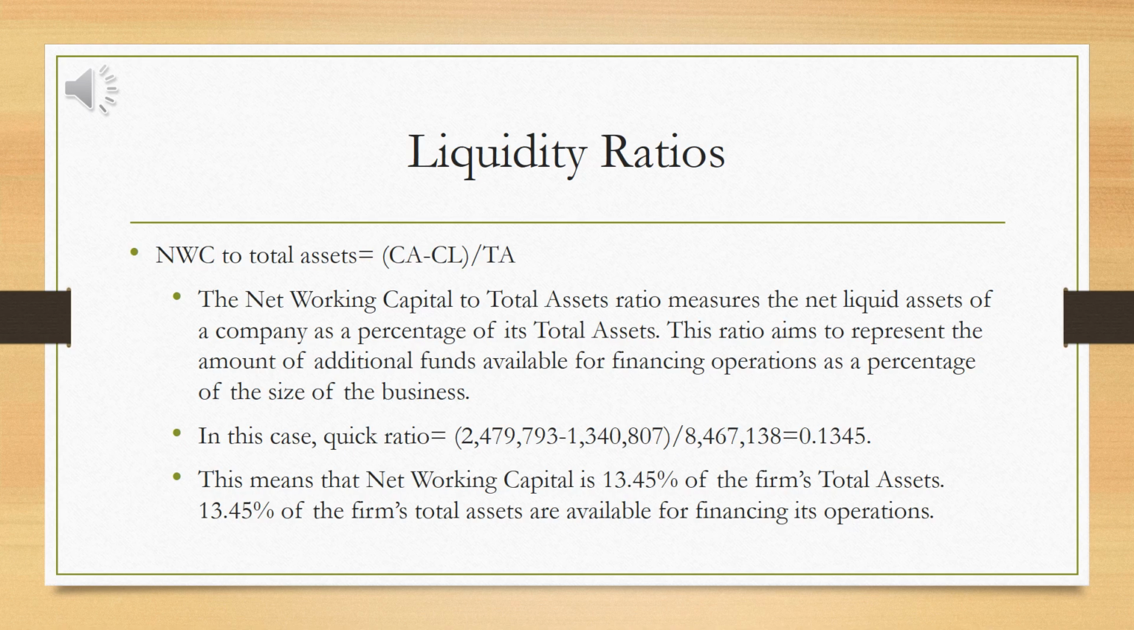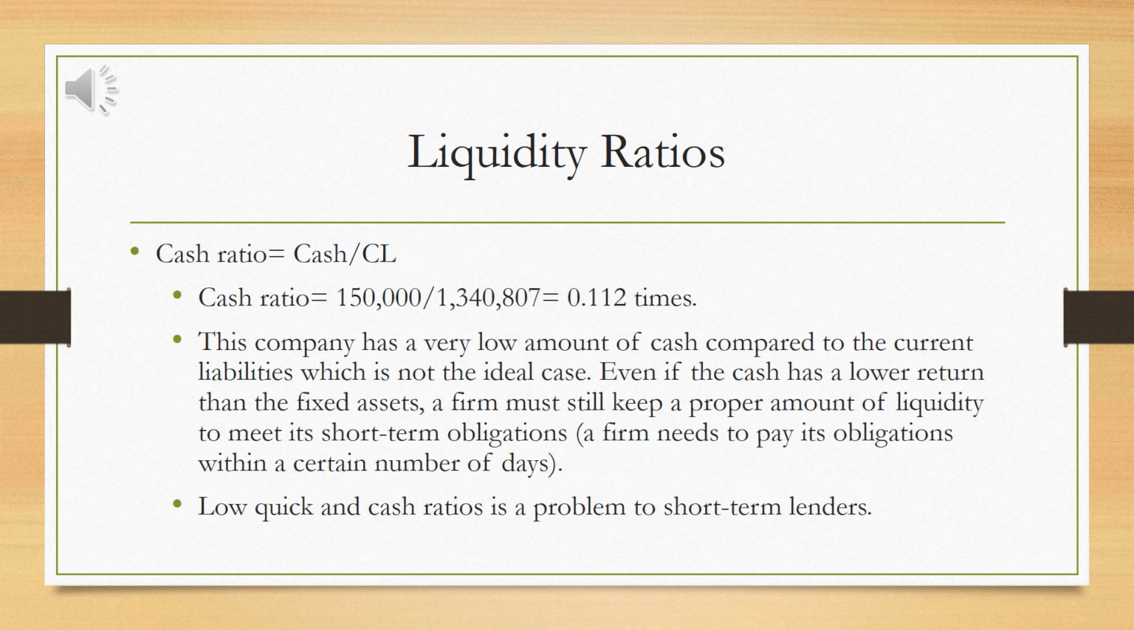13.45% of the firm's total assets are available for financing its operations. Cash ratio equals cash over current liability, which is 150,000 over 1,340,807, which is 0.112 times. This company has a very low amount of cash compared to the current liabilities, which is not the ideal case.